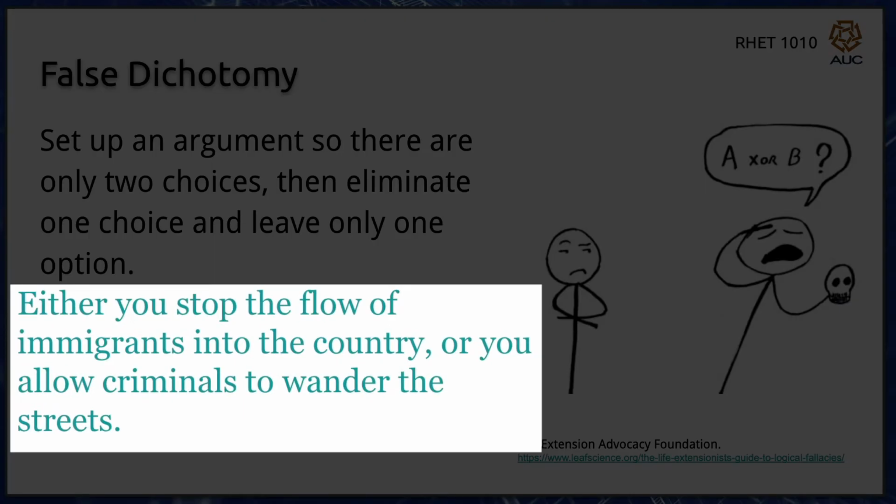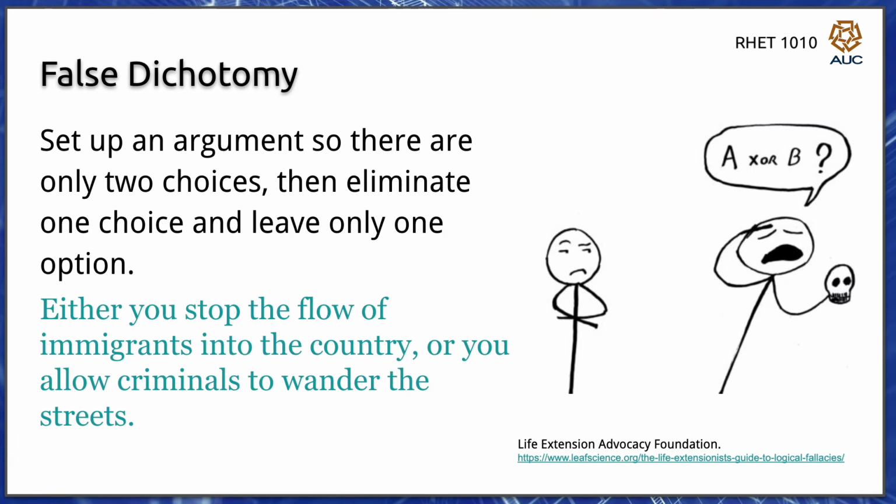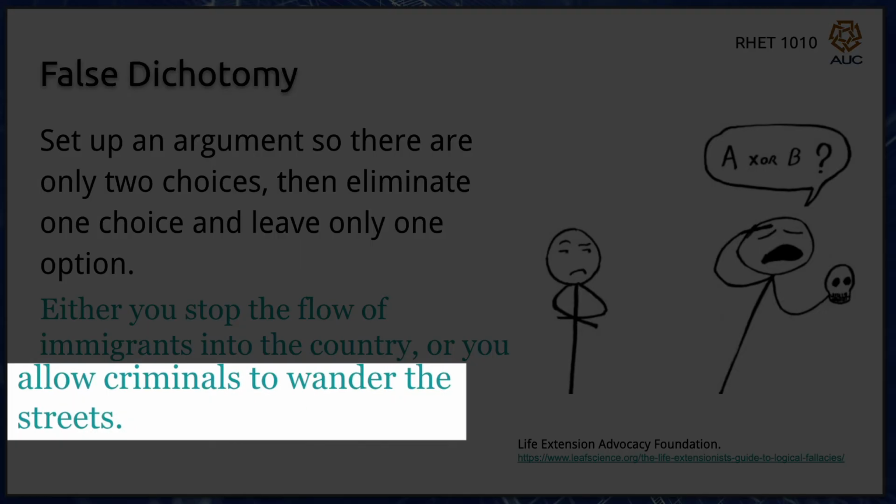Either you stop the flow of immigrants into the country, or you allow criminals to wander the streets. Well, if we decide that we're going to decrease the number of immigrants in a country, surely there's lots and lots of factors involved that need to be looked at. The word dichotomy means only 2 choices. And here the choice is cast as stop the flow or else there'll be criminals walking in the streets.